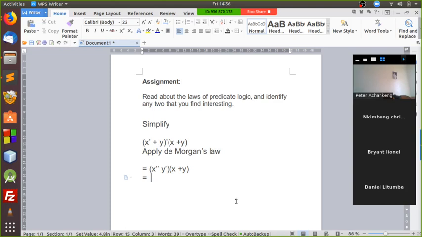x, y prime is equal to x. x, y prime. x prime. Yes, I'm solving. So you now have x prime, x plus y. Use the double negation rule here. Double negation.